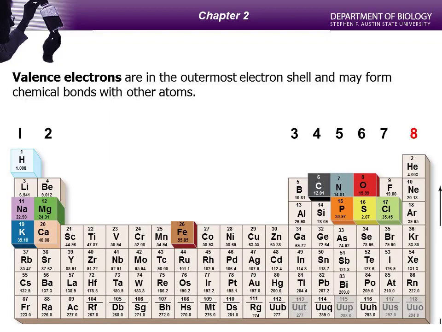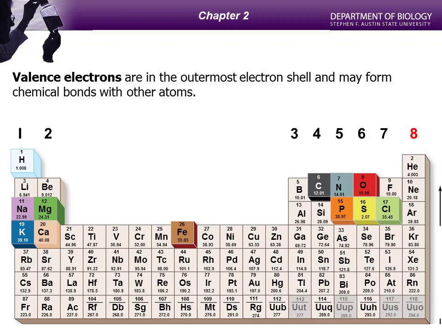Now, here's that big scary chart from middle school and high school, right? You had to memorize some of this stuff, some of the names. Well, we're not going to do that, because for human biology, there's just a few that are really keenly important to us.